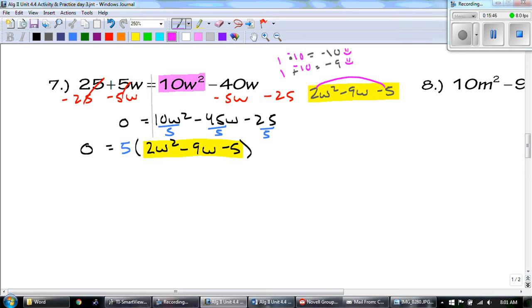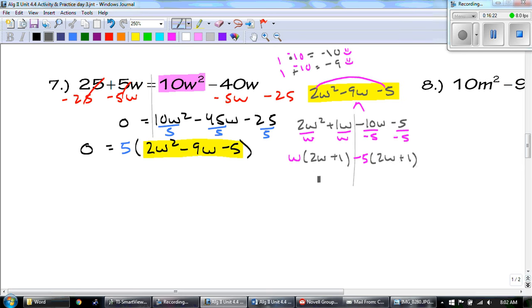All right, I haven't factored with you in a little bit, so we will factor this together. 2w squared plus 1w minus 10w minus 5. The first group I can factor out a w. In the second group, I can factor out a negative 5. So the w comes out front, and we're left with 2w plus 1. And then the negative 5 comes out front, and when you divide that, we're left with 2w plus 1. So they match. So we know that we did it right.